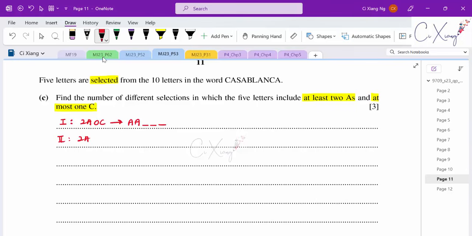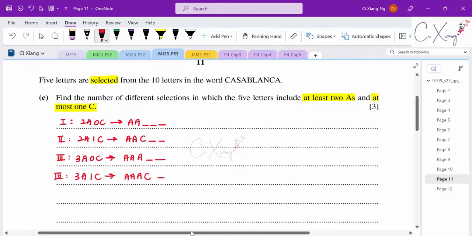And then I can have 2A and 1C, where I have 2A here and then 1C, another 2 letters from the other letters. Then for the third case, at most 1C, so there's no more cases with 2A and C anymore. So now you increase the letter A from 2A to 3A. So I can have 3A, 0C. So 3A, 0C means I'm having A, something, something. Then the next case is 3A, 1C. I cannot have 3A, 2C, right?